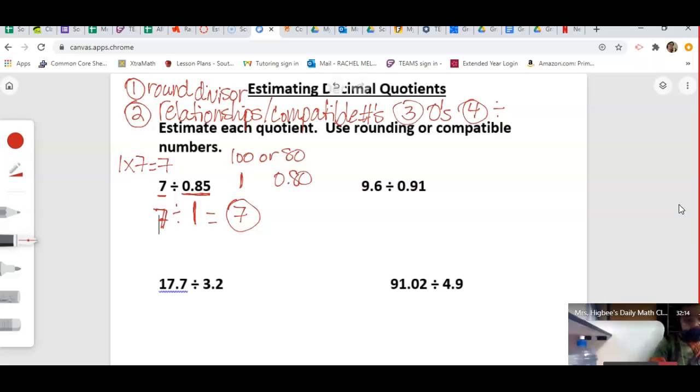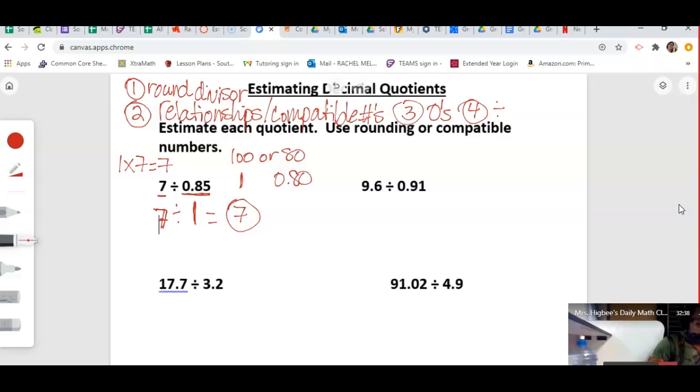Now, I want you to take a look at that for a second because I imagine some of you are probably saying, oh, miss, that was like really easy. It should be harder. It doesn't have to be hard, guys. It is okay to take a decimal that is close to 1 and change it to 1, because remember, we want to use compatible numbers which are friendly.